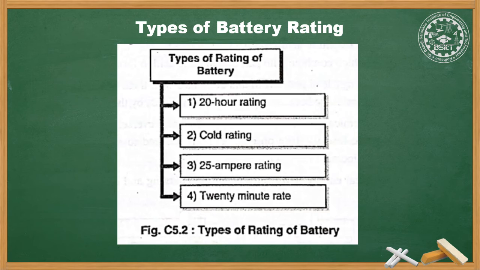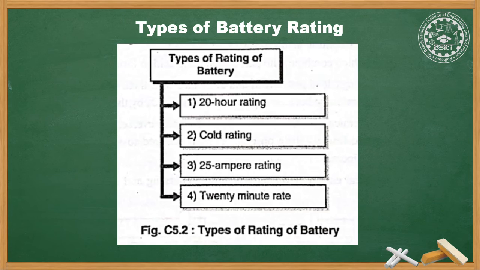It is the current rate that the battery delivers continuously for 20 hours, after which the cell voltage should not drop below 1.75 volts, and the battery temperature is 80 degrees Fahrenheit. Second, cold rating. It gives an indication of the cold weather starting ability of the battery. The number of minutes a 6-volt battery can deliver 300 amperes at 0 degrees Fahrenheit before the cell voltage drops below 1 volt is the cold rating of the battery.